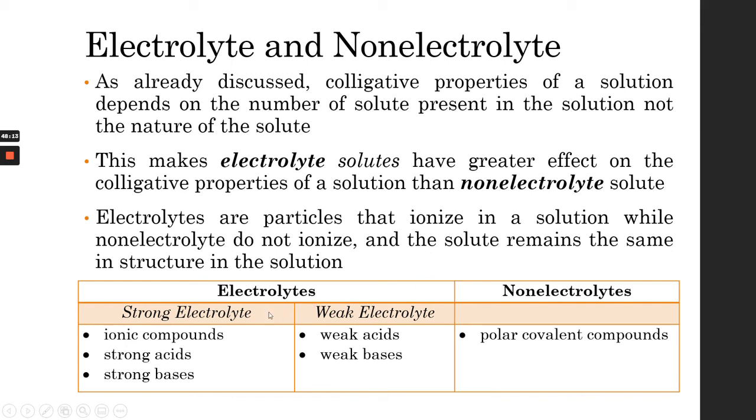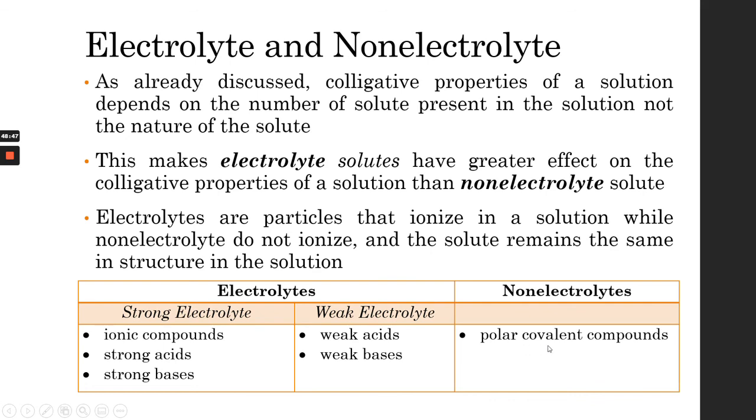Ang mangyayari sa electrolytes, meron tayong dalawang klase ng electrolytes: strong electrolytes and weak electrolytes. Under strong electrolytes, we have ionic compounds, strong acids, and strong bases. Under weak electrolytes, we have weak acids and weak bases. What do we mean is, if we have ionic compounds, strong acids, strong bases, weak acids, and weak bases as solutes, ang mangyayari dun sa solution ninyo, magiging siyang electrolyte solution because these are electrolytes.